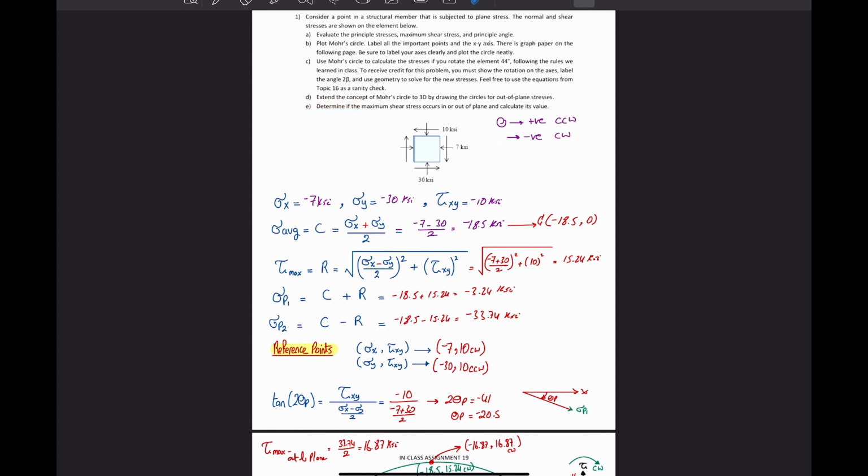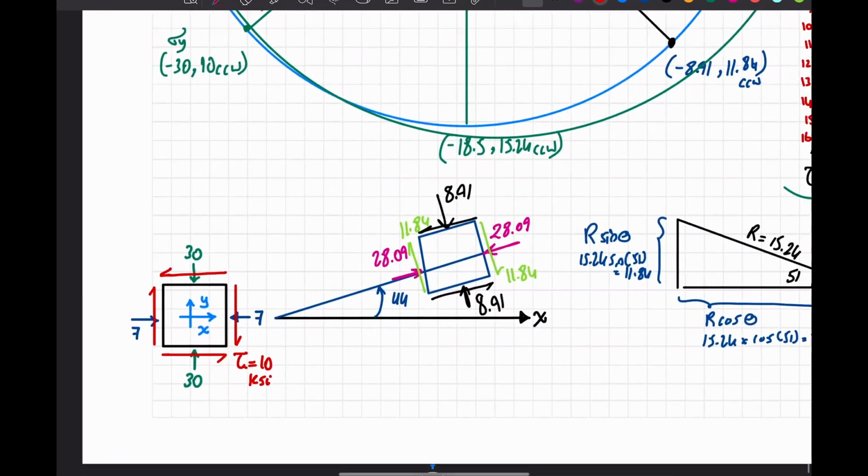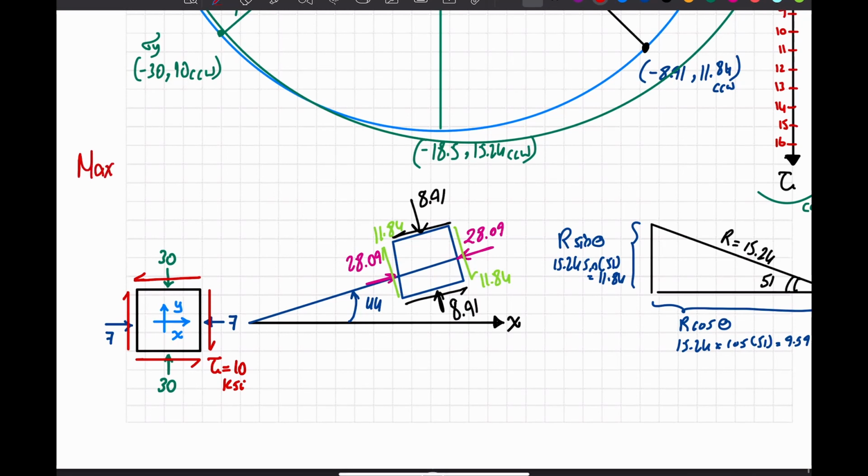So now we extended the Mohr circle, or we extended the concept, by drawing the 3D Mohr circle. So we did that. And finally, determine the maximum shear stress and whether it occurs in plane or out of plane. As we found the maximum shear stress, we can write that down, for example, here. So I want to say maximum shear stress happened out of plane.